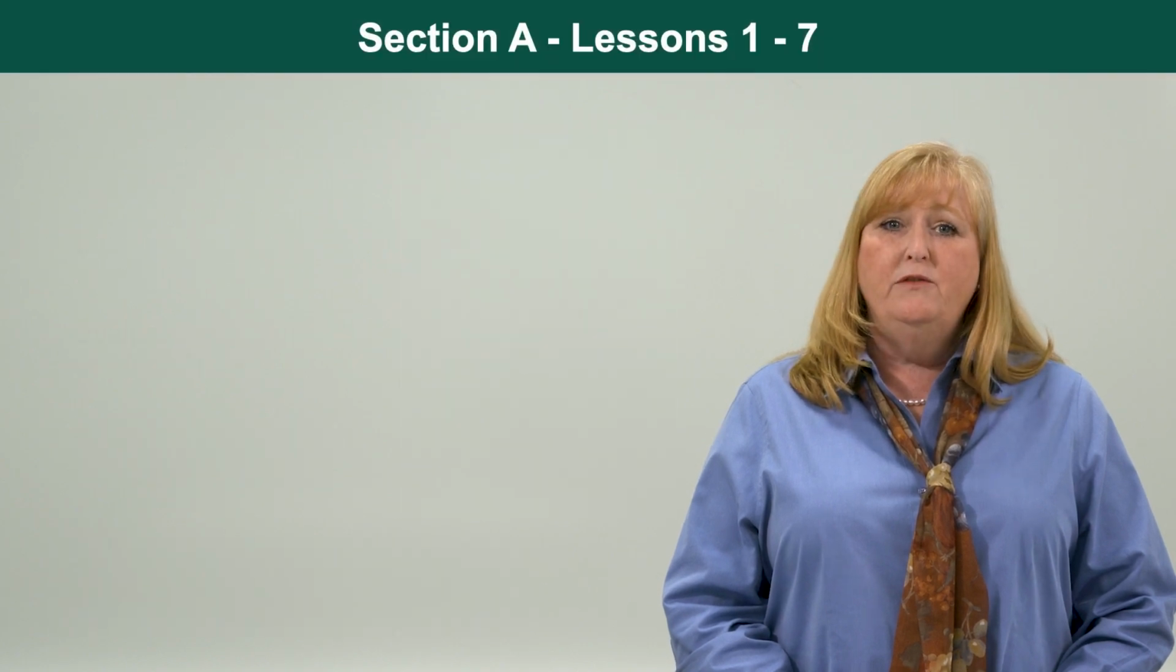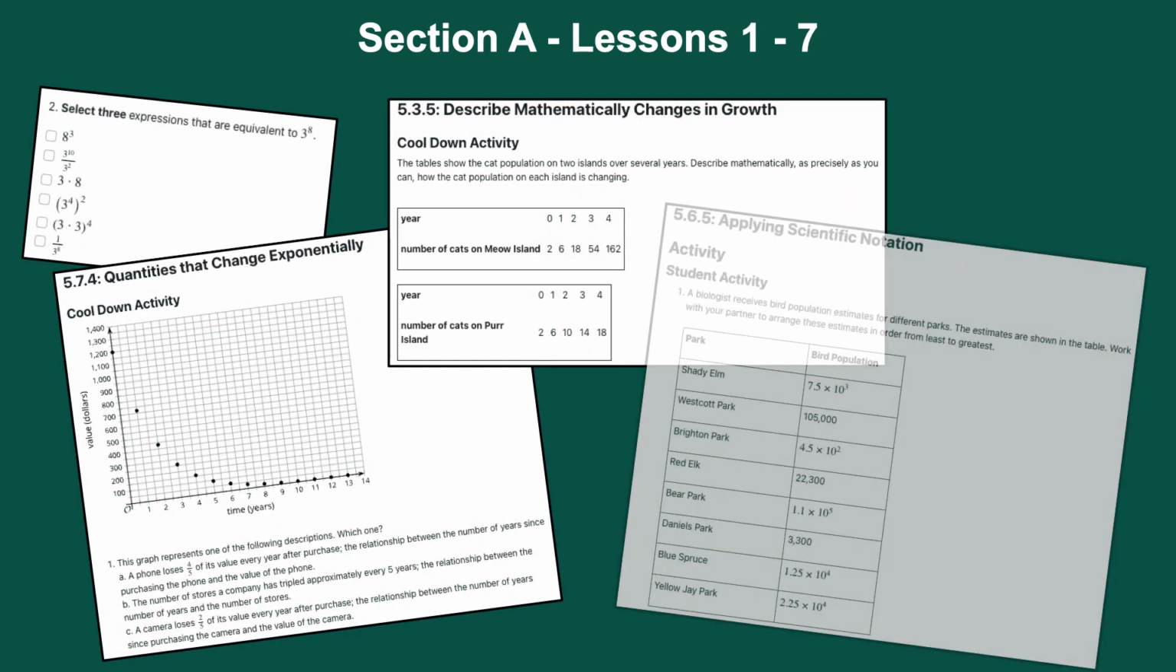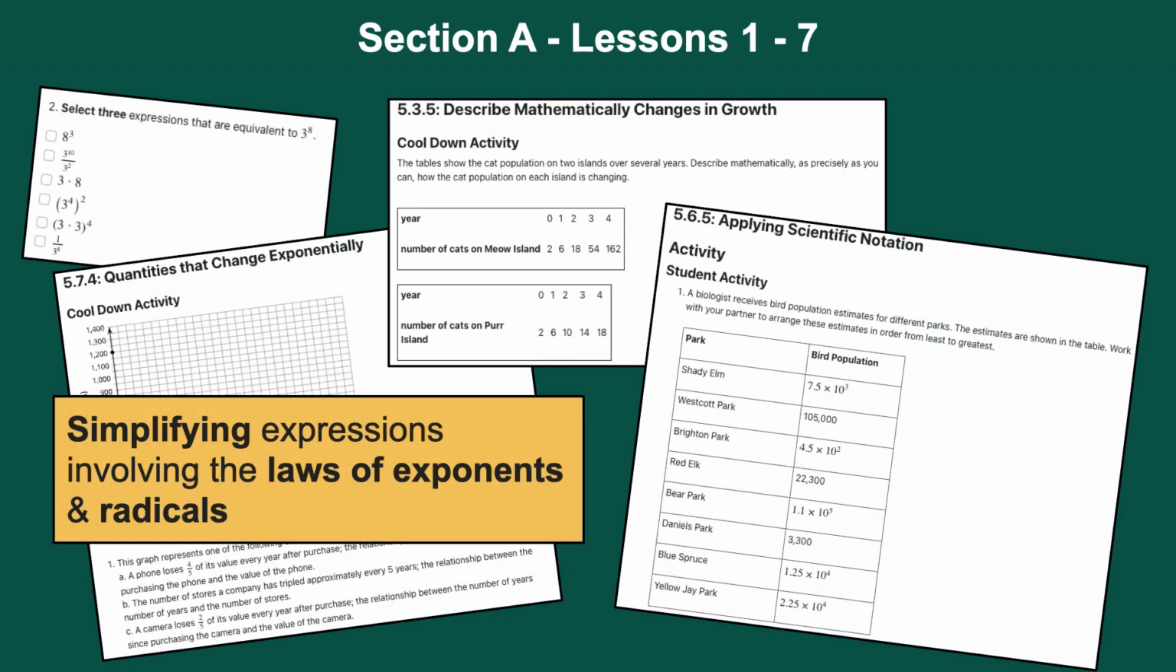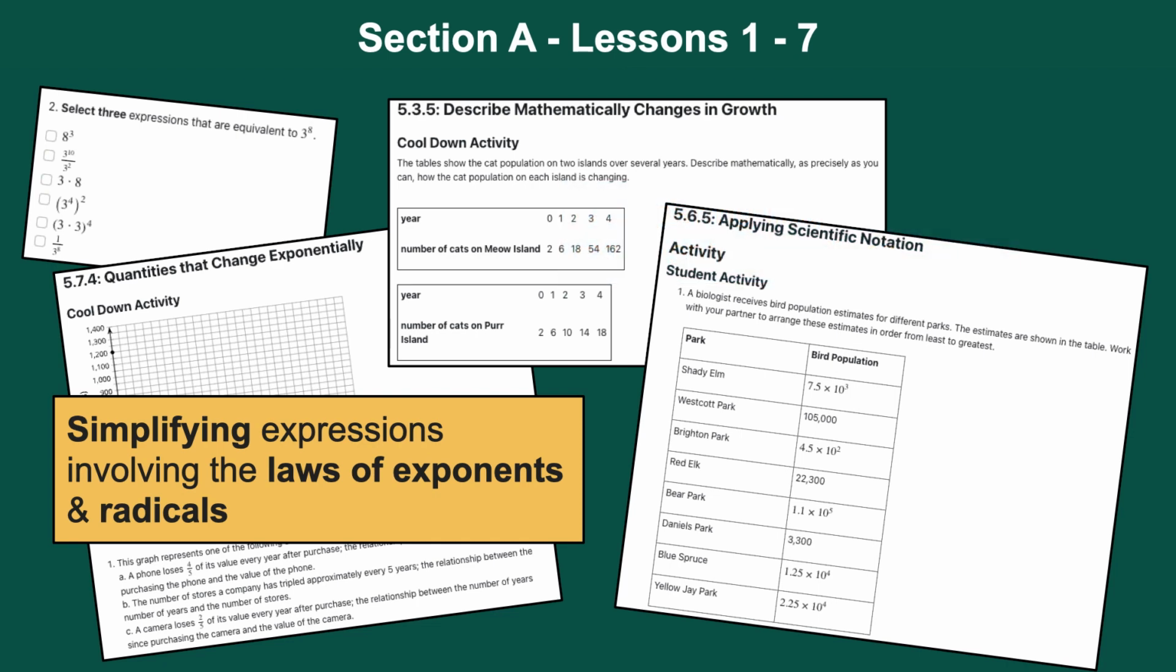Section A can be viewed as containing 2 parts. The unit opens with a refresher on the laws of exponents, and then it expands into simplifying radicals and rational exponents. Once these skills are reviewed and practiced, students are introduced to exponential relationships. They learn that exponential relationships are characterized by a constant quotient over equal intervals, and then they compare it to linear relationships, which are characterized by a constant difference over equal intervals.